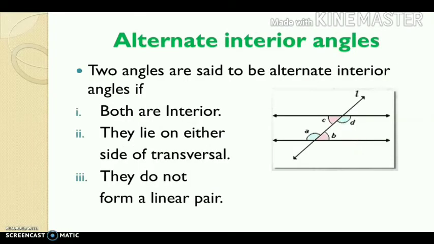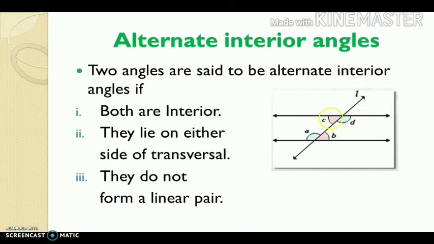So, alternate interior angles. Two angles are said to be alternate interior angles if both are interior. As it is clear from its name, दोनों ही अंदर वाले होने चाहिए. They lie on either side of transversal. Means अगर एक लेफ्ट पर है तो दूसरा राइट पर होना चाहिए. They do not form a linear pair.